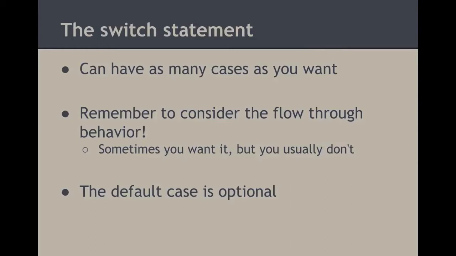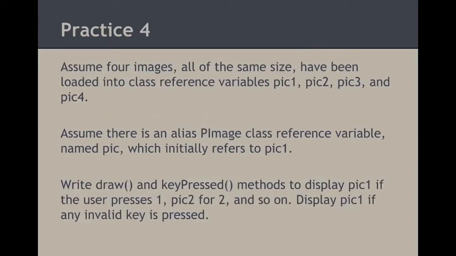Alright, to practice this, here's what we're going to do. We're going to assume that we have 4 images that are all the same size, and they've been loaded into class variable references, pick1, pick2, pick3, and pick4. We're also going to assume that there's a 5th variable, an alias named pick, which initially refers to pick1, and I'll show you what that means here in a minute. And what we're going to do is write basically an application.